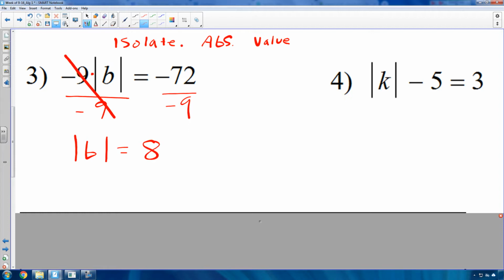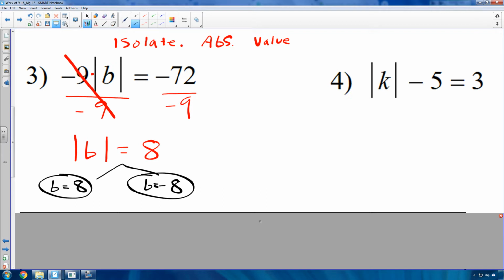So once we have the absolute value of b is equal to 8, we can solve that just like we did up above. You guys notice what we did up above? What two numbers could we take the absolute value of and get 8? Well, if we take the absolute value of 8, we get 8. And if we take the absolute value of negative 8, we get 8, right? So some of these we can kind of do in our head. So 8 and negative 8 are our answers. Seems very simple, but I'm just building up to something that's a little harder.